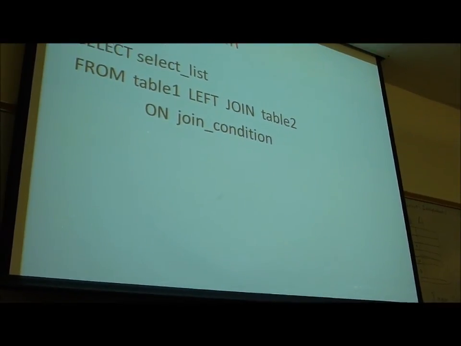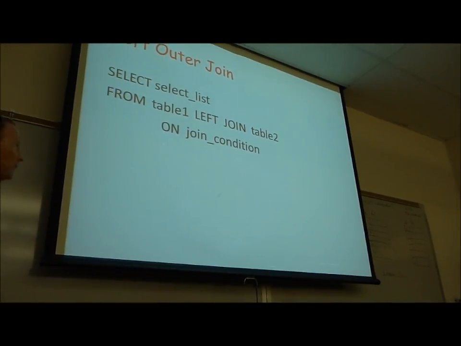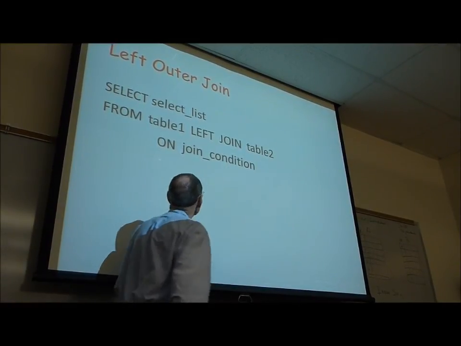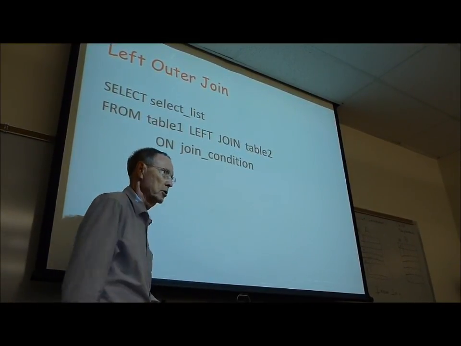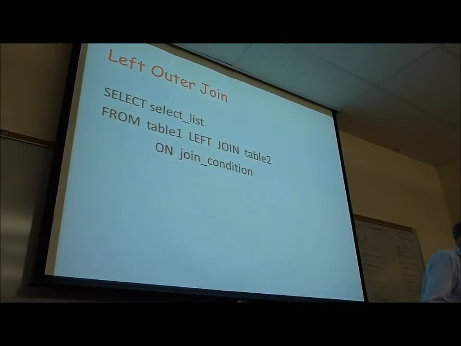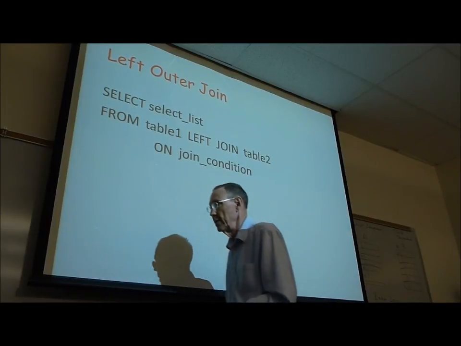Left outer join. So if we want to have a left outer join, we put in the keyword left join and the join condition. And generally the join condition is going to be a primary key, foreign key pairing because that's the way these things are connected.